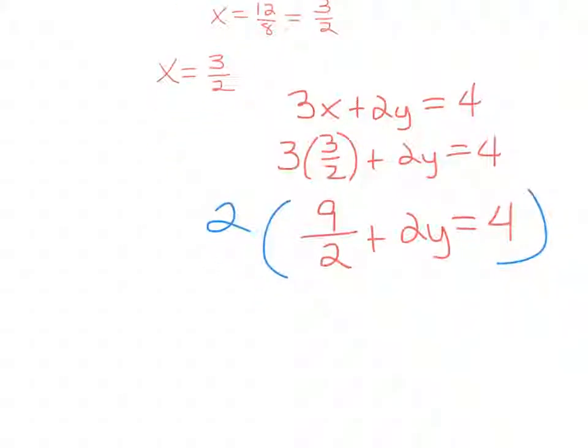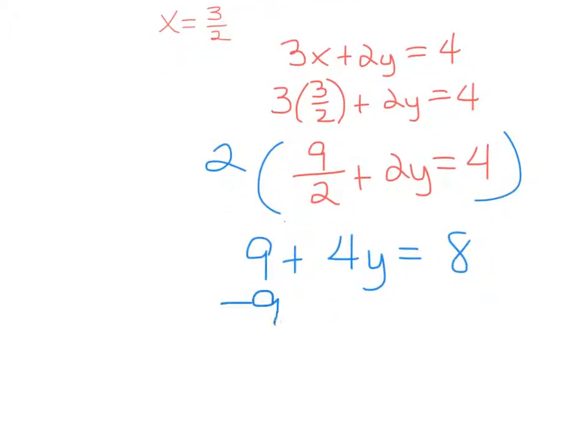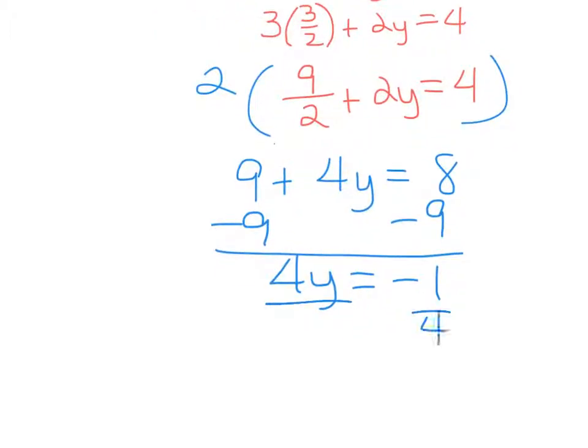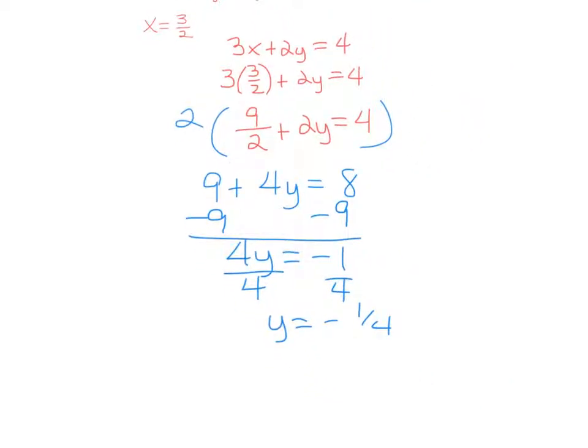I'm going to multiply everything by 2. So this will give me 9 plus 4y equals 8. Now I'll move the 9. 4y equals negative 1. Divide by 4. And y equals negative 1/4. So the solution to that system is going to be the ordered pair 3 over 2, or 3 halves, comma, negative 1/4. So that will be the solution to that system of equations.